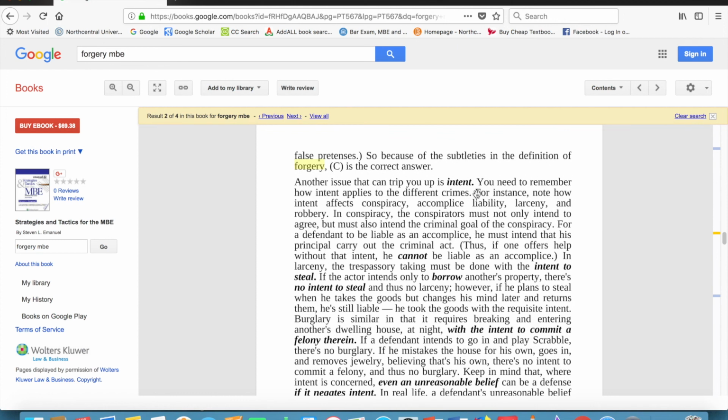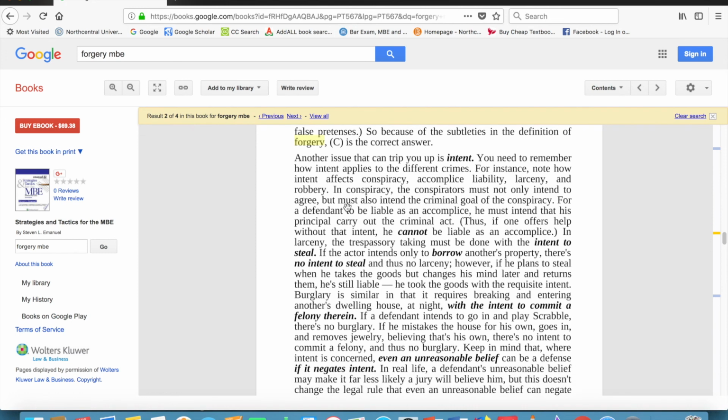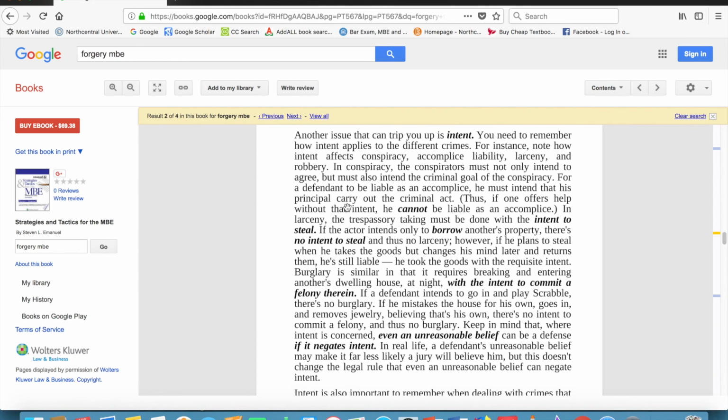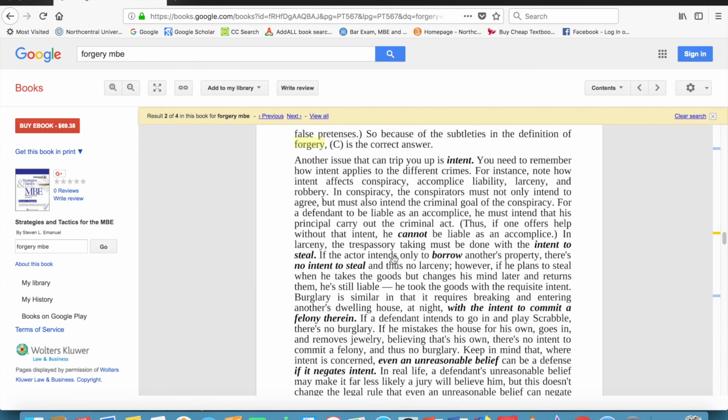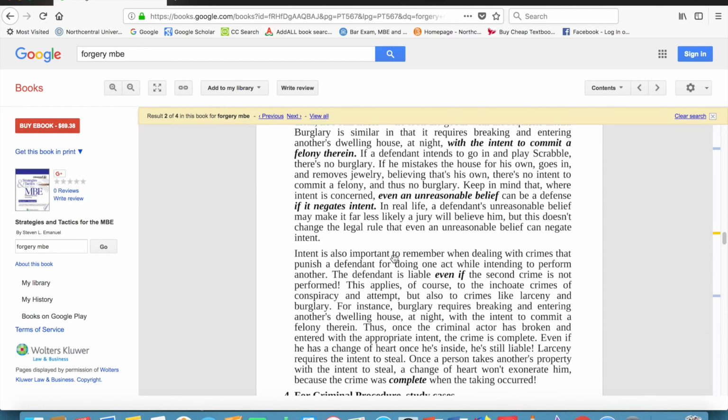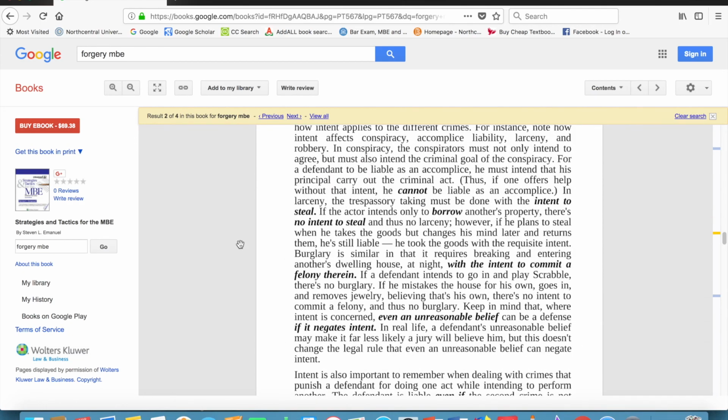Another issue that can trip you up is intent. You need to remember how intent applies to different crimes. For instance, note that intent affects conspiracy, accomplice liability, larceny, and robbery. In conspiracy, the conspirators must not only intend to agree, but must also intend the criminal goal of the conspiracy. For a defendant to be liable as an accomplice, he must intend. And you can get this book, or you can pause it a little and look at it, but I'm not going to go on and on.